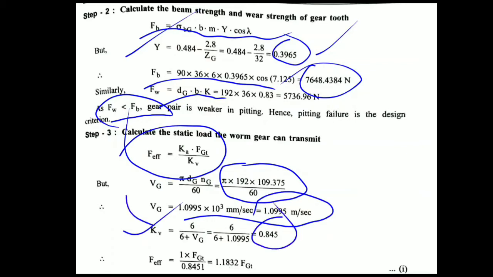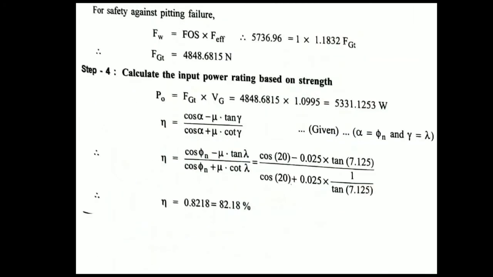Correct. All these values we will have to put in this equation. You will get F effective in terms of FGT, that is 1.18 FGT. Clear? This will be step number 3. Now compare with the factor of safety, that is FW is equal to FOS into F effective. FW, because it was weaker, through which we'll get the maximum tangential force on the gear, 4848.6 Newton. This much part is okay, you know it, previous numericals also we have seen this.